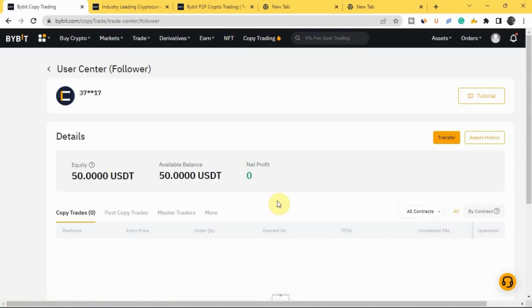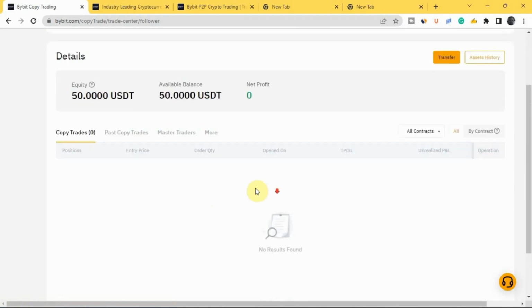So this is where you can see your copy trading details right here. Let's say, for example, this person is making a trade right now. You're going to be seeing the details of the trade right here. You see the position, the entry price, order quantity, opened on, and the take profit and stop loss. And you see the unrealized P&L right here. If you want to see the past copy trades, you just tap on past copy trades right here.